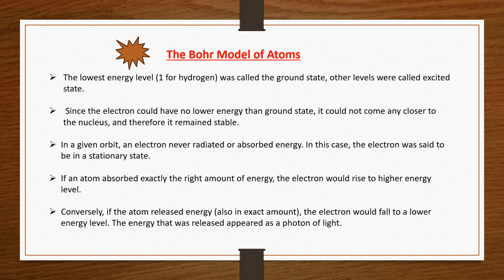If an atom absorbed exactly the right amount of energy, the electron would rise to a higher energy level. Conversely, if the atom released energy, also in an exact amount, the electron would fall to a lower energy level. The energy that was released appeared as a photon of light.